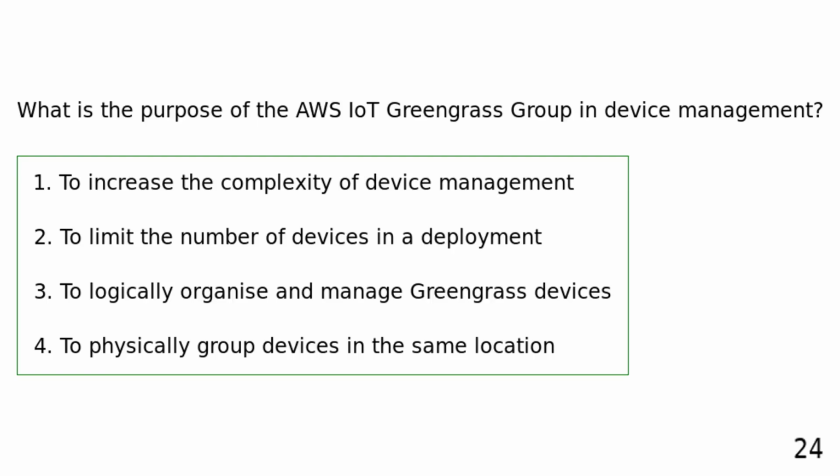What is the purpose of the AWS IoT Greengrass group in device management? To increase the complexity of device management. To limit the number of devices in a deployment. To logically organize and manage Greengrass devices. To physically group devices in the same location.